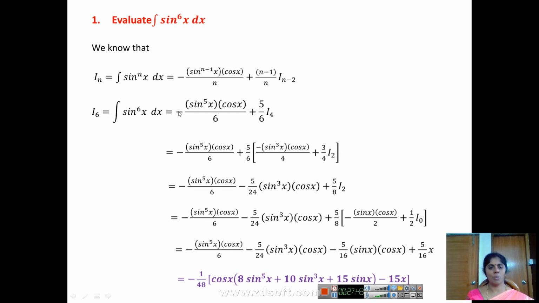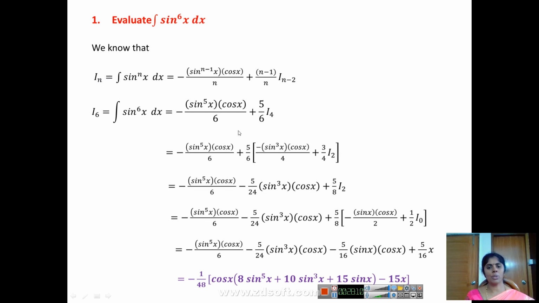So minus as it is, sine to the power 6 minus 1, which is 5, of x into cos of x whole divided by 6, plus (6 minus 1, which is 5) divided by 6 into I4. So replace this as it is, plus 5 by 6 as it is, here I4. Again, in the place of I_n in the formula, just substitute I4.